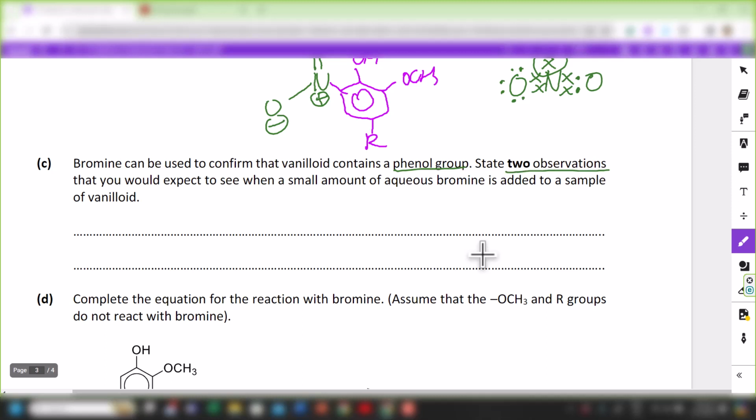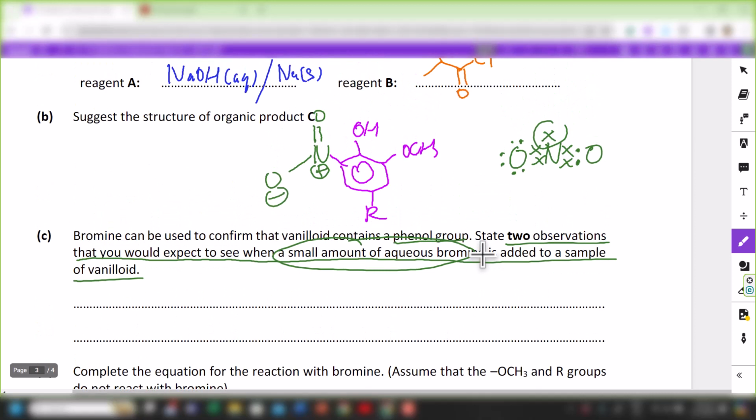Okay, next, bromine can be used to confirm that vanillin contains a phenol group. State two observations that you expect to see when a small amount of aqueous bromine is added to a sample of vanillin. Over here is a small amount of aqueous bromine, so just a very small amount, which means kind of like the limiting reagent over here. They wanted two observations. For the first observation, I would expect the yellow-orange aqueous bromine to decolorize.